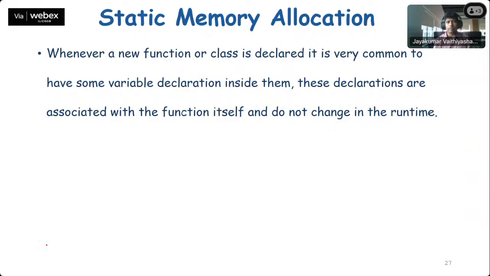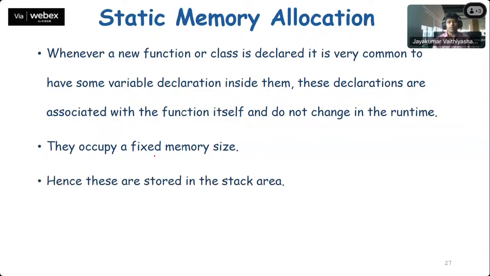They occupy a fixed memory size. It is very easy for the programmer or developer to maintain because the memory size is fixed. You know the problem will take only this much time and this much storage, then you go for static memory allocation. Hence, these are stored in a stack area. Stack is like an inverted box, so this is called stack memory. Whatever you put as input, you are able to take as output, last in, first out.